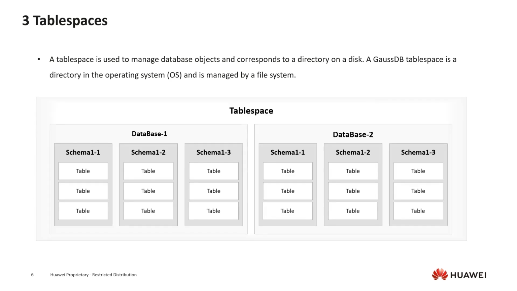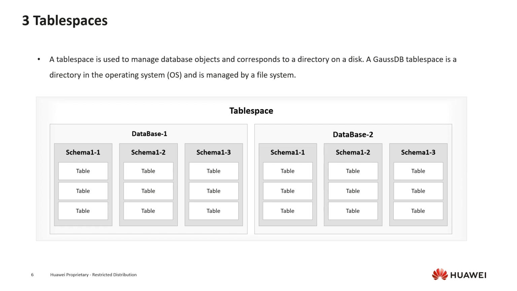And then is tablespace. A tablespace is usually used to manage database objects. It corresponds to a certain directory on the disk. A directory can be mounted to a disk independently. Different disks can be planned through tablespaces to store different data. Tablespace is more of a physical concept, while database and schema are logical concepts.